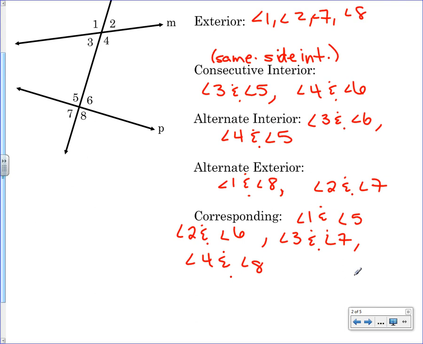Do we have all of them on there? 1, 2, 3, 4, 5, 6, 7, 8. Yep. So it's 4 pairs. Everybody good? I'm going to throw one more in. If you need to write it down, go ahead. If you already kind of understand vertical, then don't. But I'm going to throw in vertical if you have space.